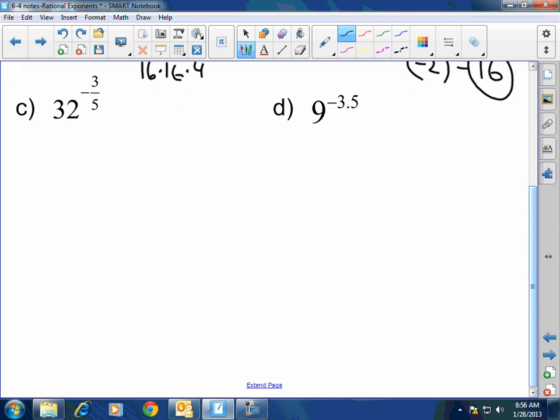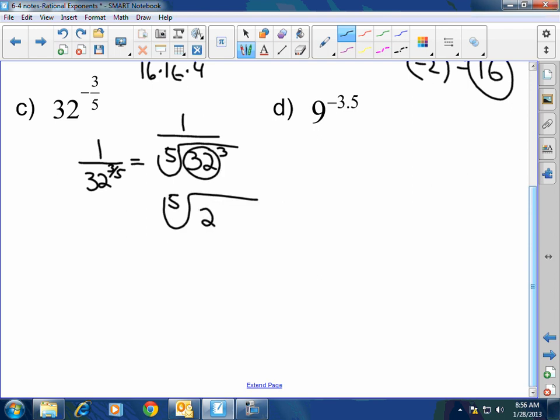All right, next. 32 to the negative 3/5. So I'm going to go 1 over 32 to the 3/5, making that positive. So that's going to be 1 over the fifth root of 32 cubed. Okay, well, let's look at 32 again. 2, 4, 8, 16, 32. Okay, so isn't this fifth root? 32 is 2 to the fifth power. 2, 4, 8, 16. Yeah, 2 to the fifth power.